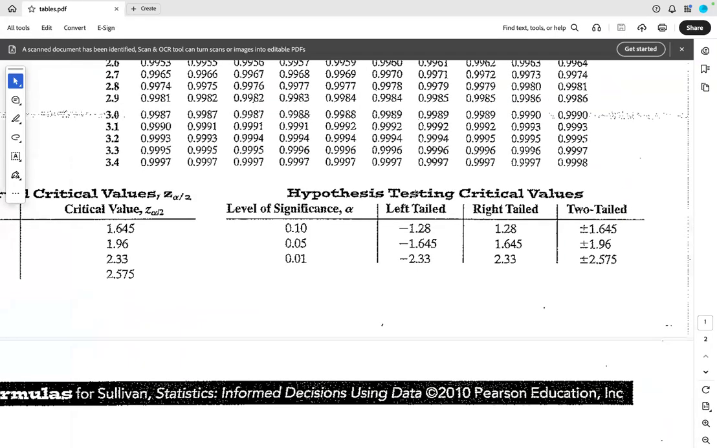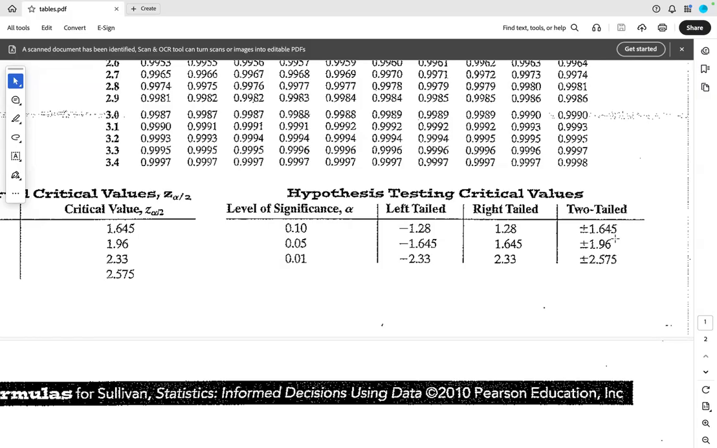Hypothesis testing, critical values. This has the most common ones. These are the most common critical values. I love that they separate them left-tailed, right-tailed, two-tailed. So right-tailed will always be positive. Left-tailed will always be negative. Two-tailed, you're using both the positive and the negative.